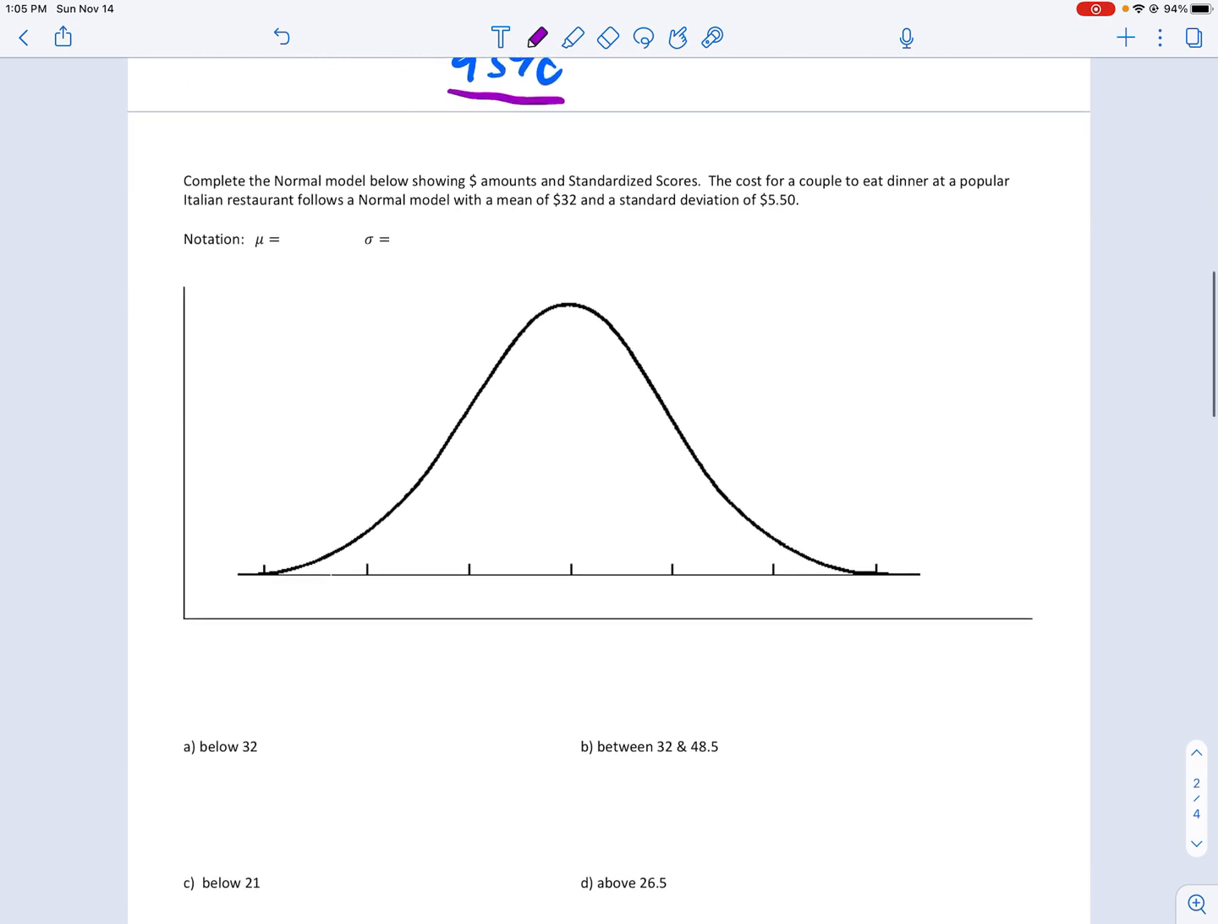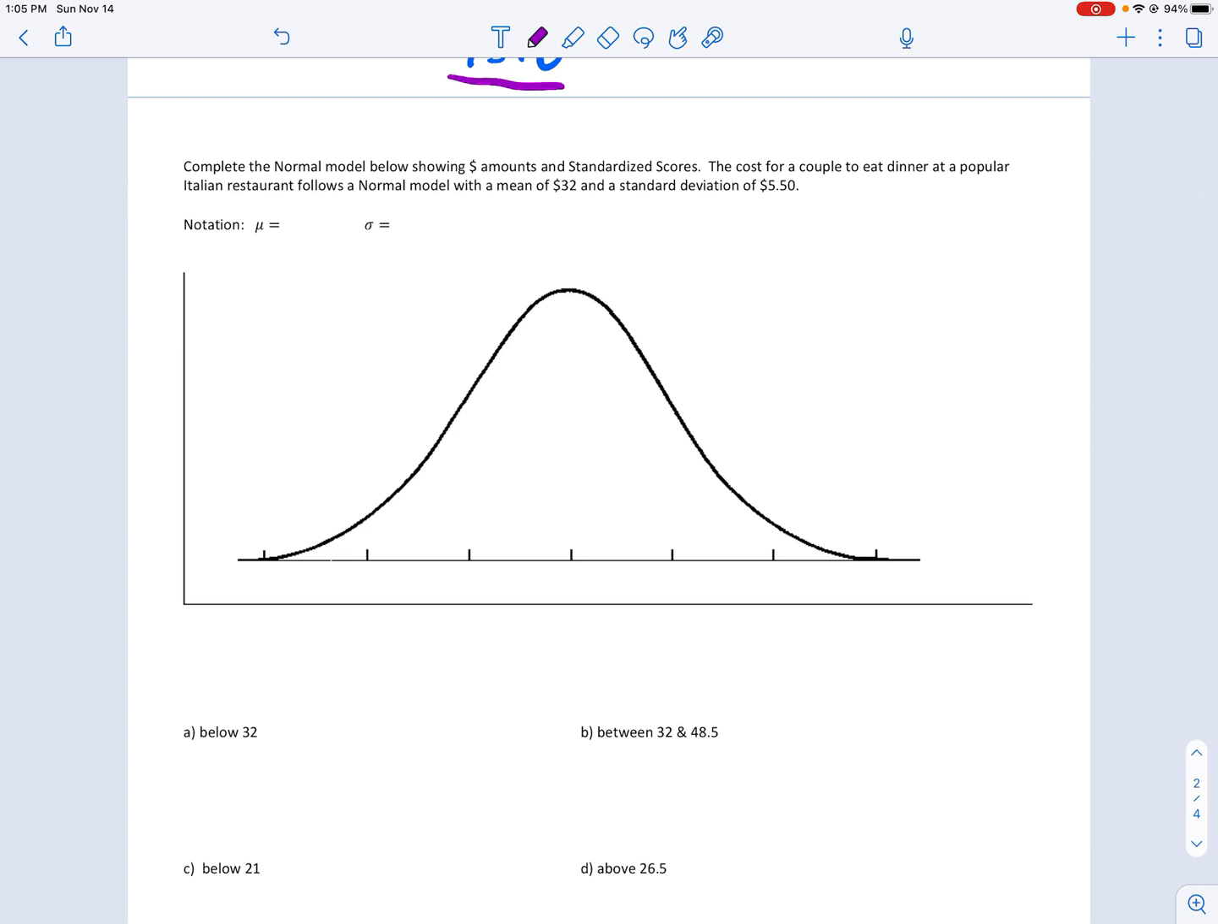Okay, moving on to the next problem. So complete the normal model. Again, normal model, you're thinking bell curve, and you're thinking, okay, 68%, 95%, 99.7. So, right, I can start filling out this bell curve right away. So 0 standard deviations to within 1 standard deviation, right, plus or minus 1 standard deviation, 68%.